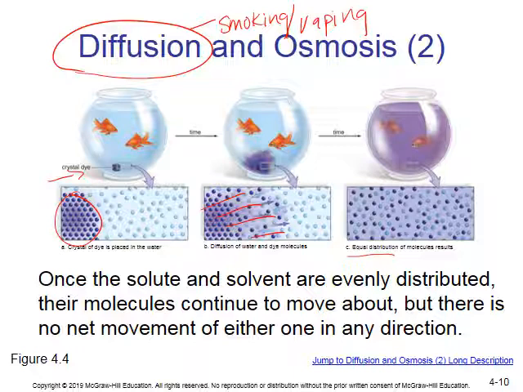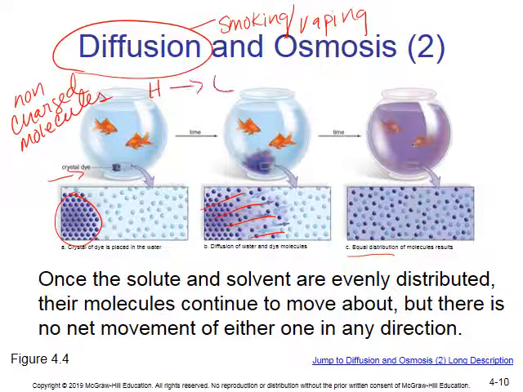This is diffusion. These are non-charged molecules moving from high to low. Do we see how this is a high concentration and it's moving to where there's a low concentration? And there is no ATP required.